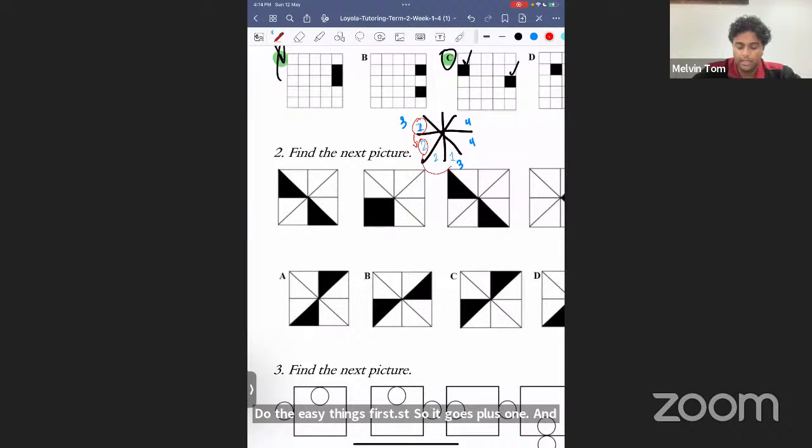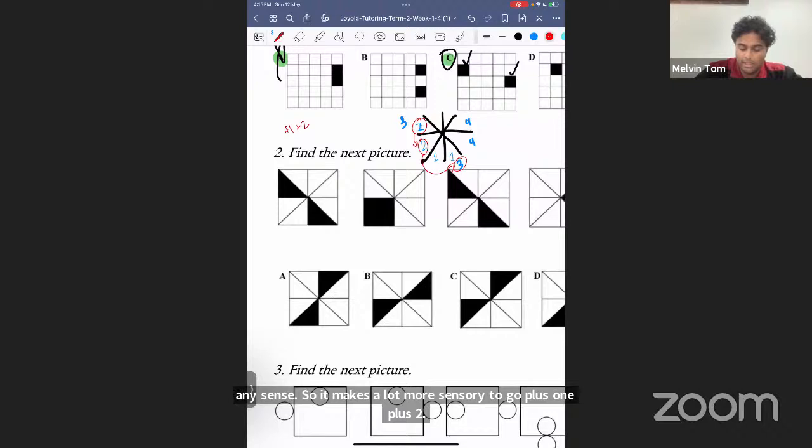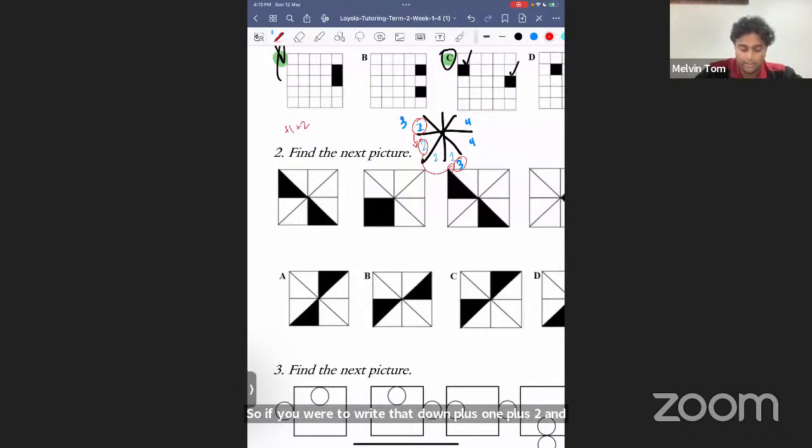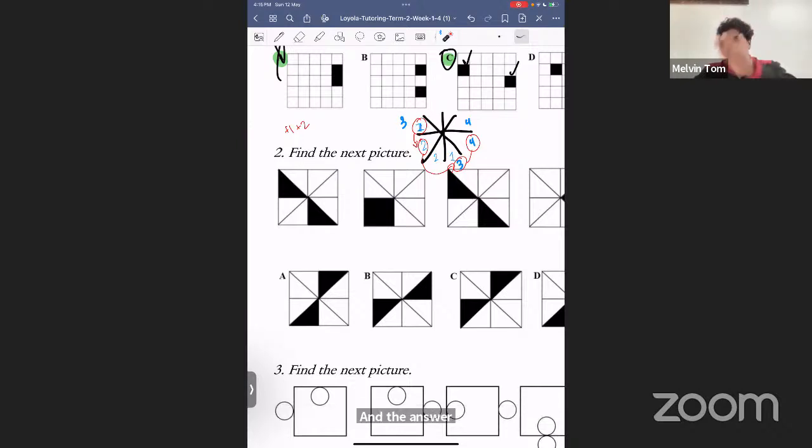And then from there, the next 3 is plus 2 here, because it makes more sense to go plus 1 and then plus 2 than to go plus 1 minus 1. That doesn't make any sense. So if you were to write that down, plus 1 plus 2, and then from there, does it make more sense to go plus 1 or plus 2 again? The answer is it makes more sense to go plus 1, plus 2, plus 1, which is this 4 here.